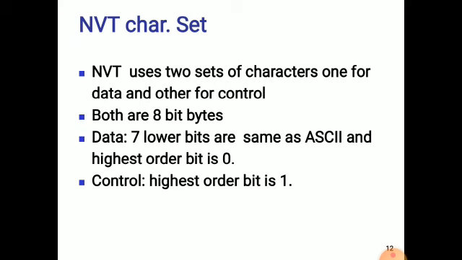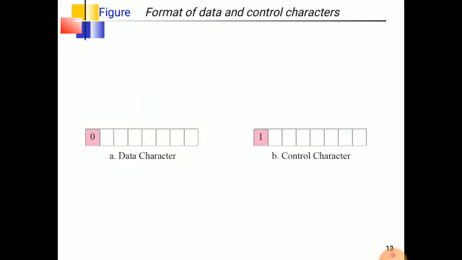So in case of data, the higher order bit is 0 and the remaining 7 bits are whatever the concerned bits. And in case of control, the highest order bit is 1 and the remaining 7 bits are whatever that data or those bits. So this is the format. You can see here: data character, highest order bit 0; control character, highest order bit 1. Into the remaining field, the concerned information or data is inserted in both the fields.